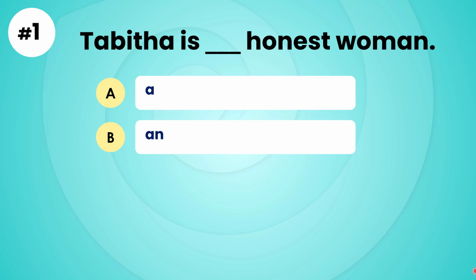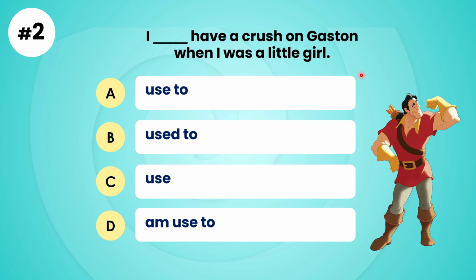Number 1. Tabitha is honest woman. A, a. B, an. The correct answer is B, an. Tabitha is an honest woman. We use the article an before words that begin with a vowel sound. Honest begins with a consonant, but it begins with a vowel sound. Honest, not honest.